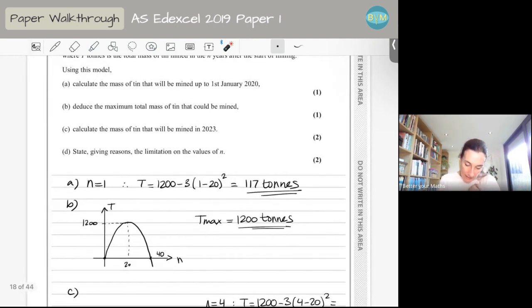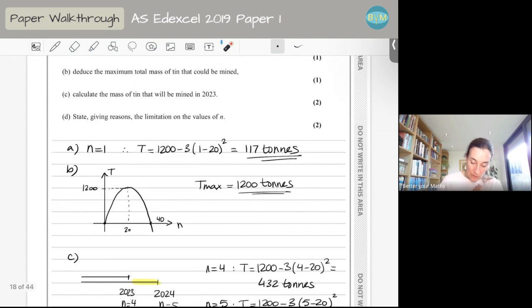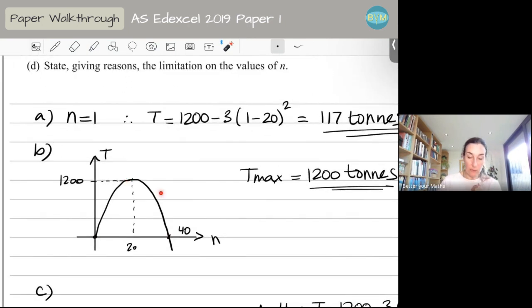Next thing, state giving reasons the limitation of the values of n. So think a bit what happens with the model, and I think the graph is going to help you, and that's why I draw the graph. N obviously cannot be negative. So n must be greater than 0 because it's the number of years that passed since 2019. The years cannot be negative, yeah?